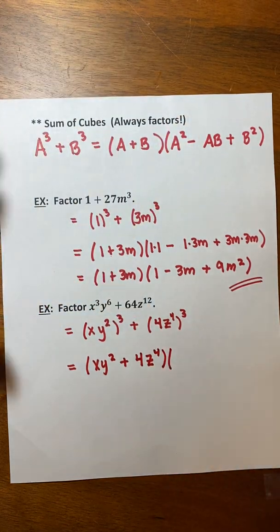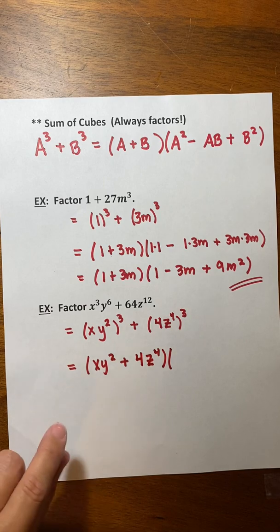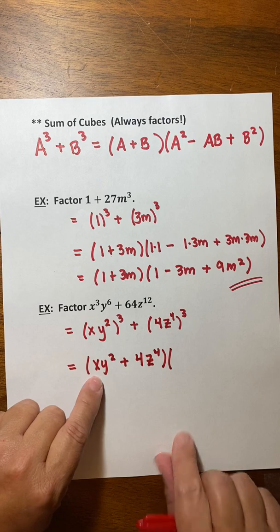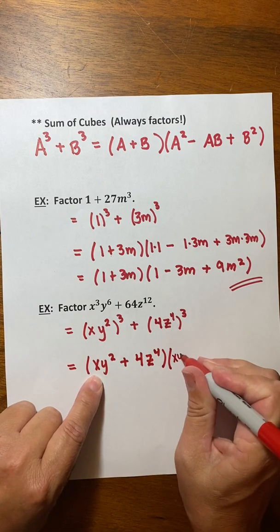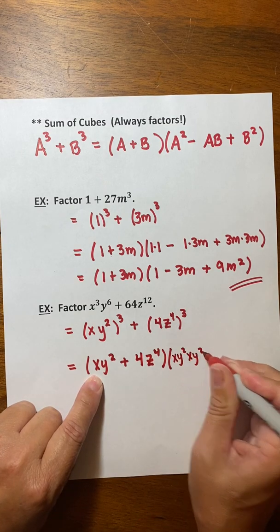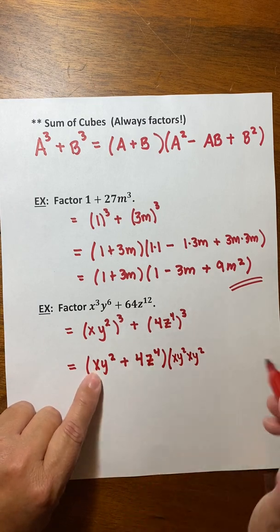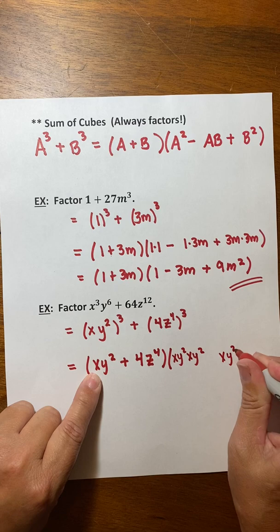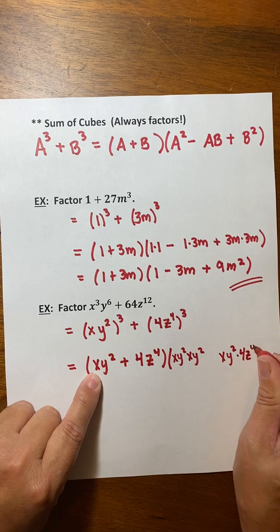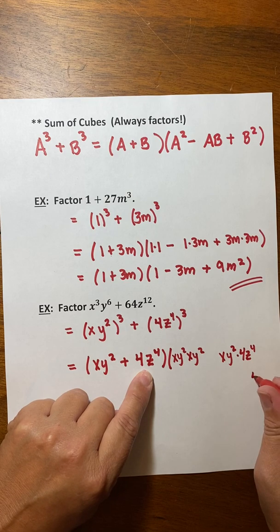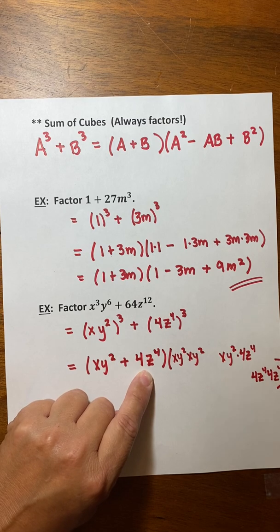Now the second one can be complicated, or you don't have to make it complicated. What goes first in the second set of parentheses is just the first term here times itself: xy squared, xy squared. What goes in the middle is the product of these two together, so xy squared times 4z to the 4th. Oh no, I'm going to run out of room. And then what goes last is 4z to the 4th, 4z to the 4th. Sorry, ran out of room.